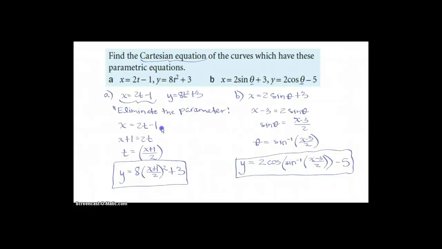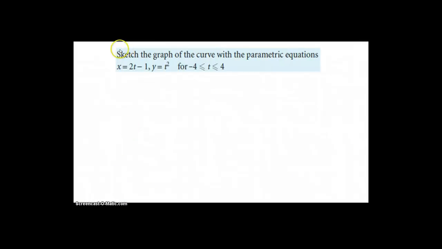Or they could ask you to eliminate the parameter, another way to ask you to do the process we've just done. Here's one where they ask you to sketch the curve with the parametric equations x equals 2t minus 1 and y equals t squared for t values from -4 to 4. Now be very careful, this is not x values from -4 to 4, it's t values from -4 to 4. So here's where we go old school. Remember, just pick some t values, plug them in, and find the corresponding y values.